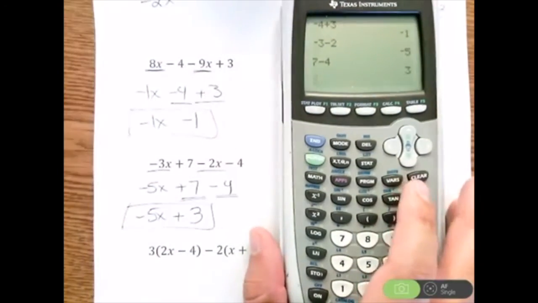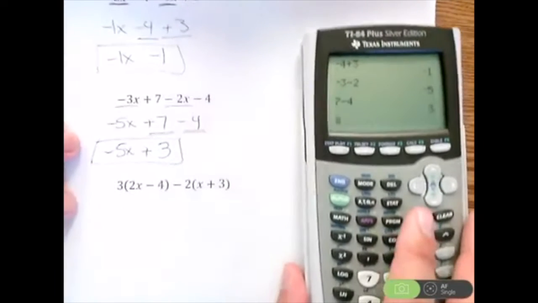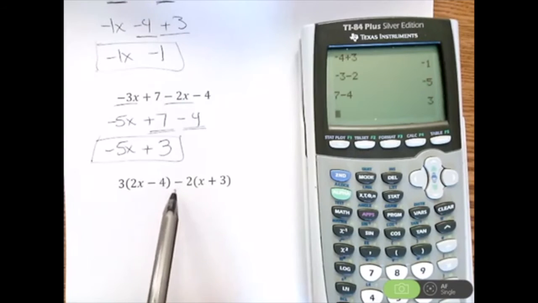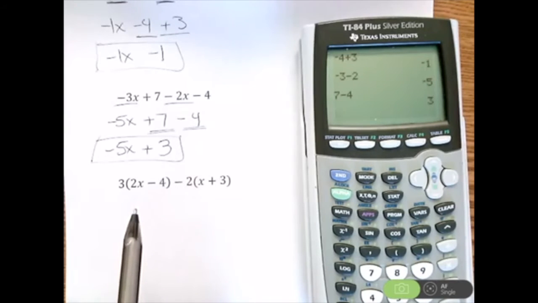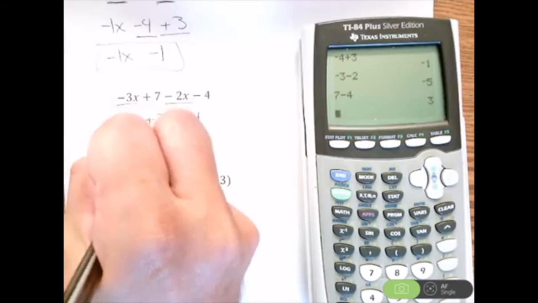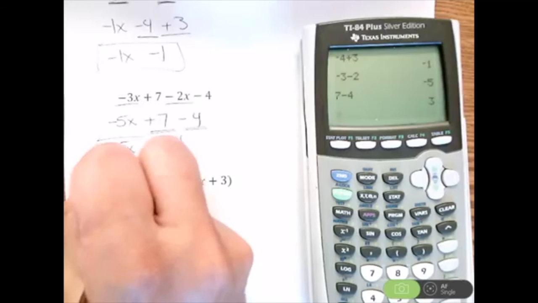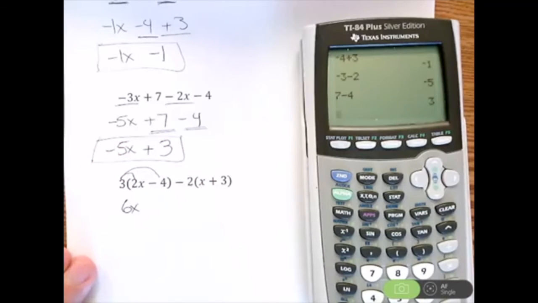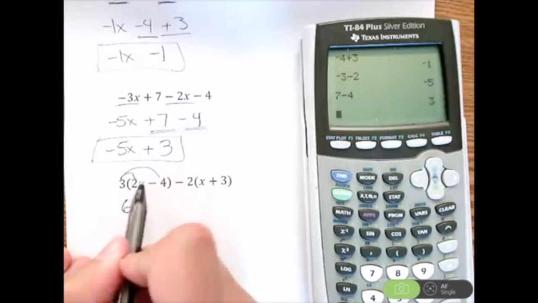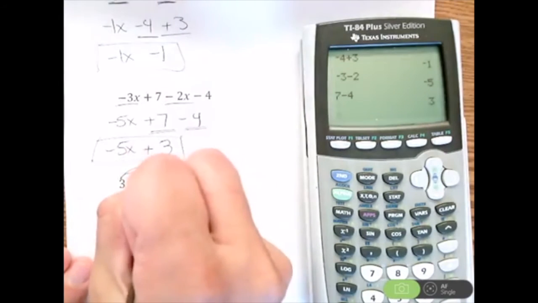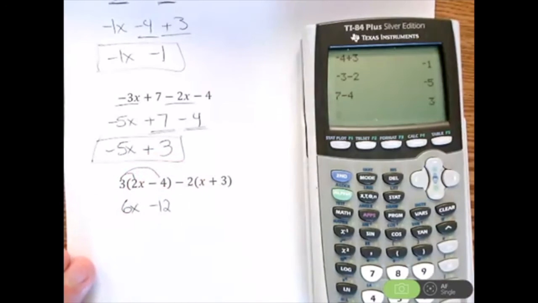And then finally, our probably most complex example here is we get a little bit of parentheses going on here. We have 3 parentheses 2x minus 4 minus 2 parentheses x plus 3. Now what we're going to do here is whenever I see parentheses, I like to distribute. What I mean by distribute is we are multiplying. We're going to take this 3 and multiply it all the way through the parentheses. So we're going to take 3 times 2x, which is 6x, because 3 times 2 is 6. Still have that x hanging out. We take 3 times -4, which you could do in a calculator if you need to, is -12.